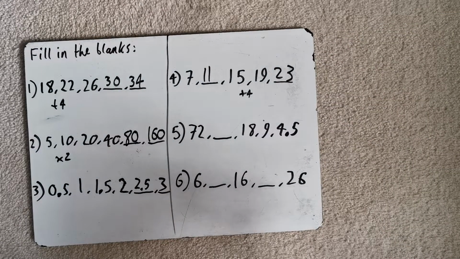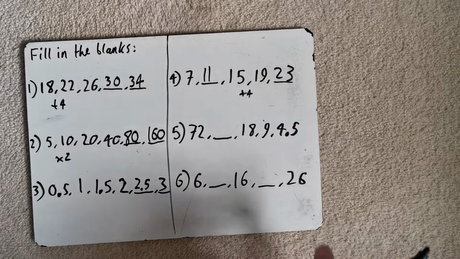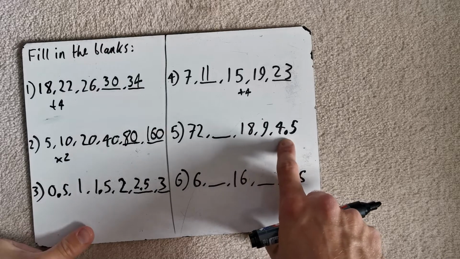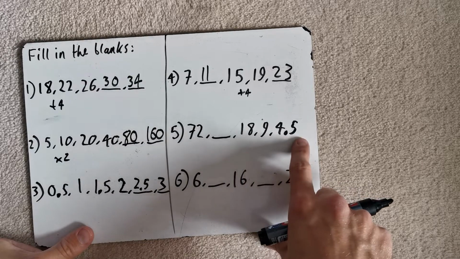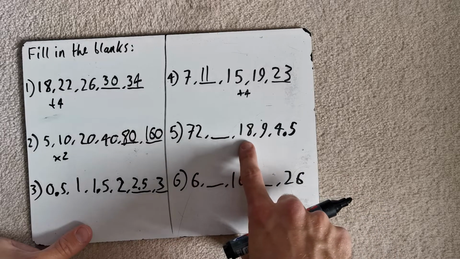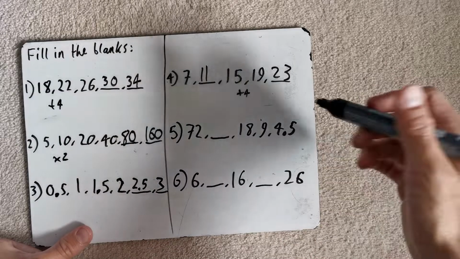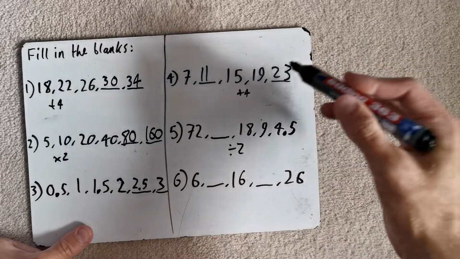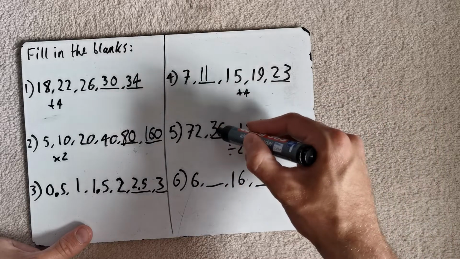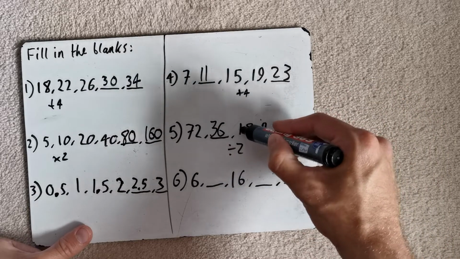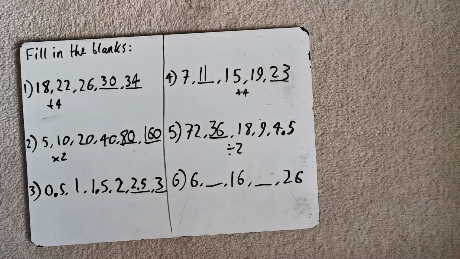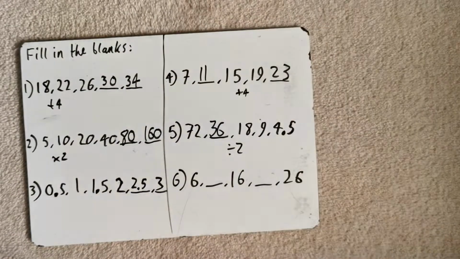Okay? Ooh, difficult one again. Okay? We need to see what's happening here. 18, 9, 4.5. You're not taking away the same amount each time, are you? So what's happening? In fact, it's halving. Okay? So it's dividing by 2 each time. So what's 72 divided by 2? It's 36. Okay? Half it, that works. Half it, yes, that works. Half it, brilliant.